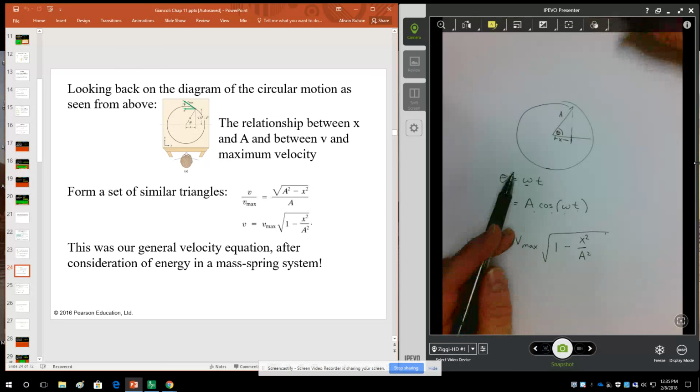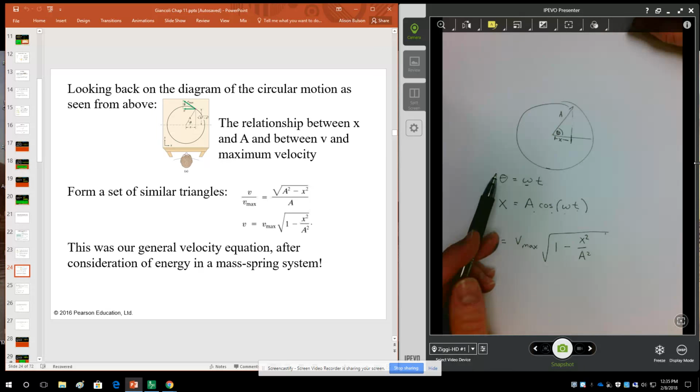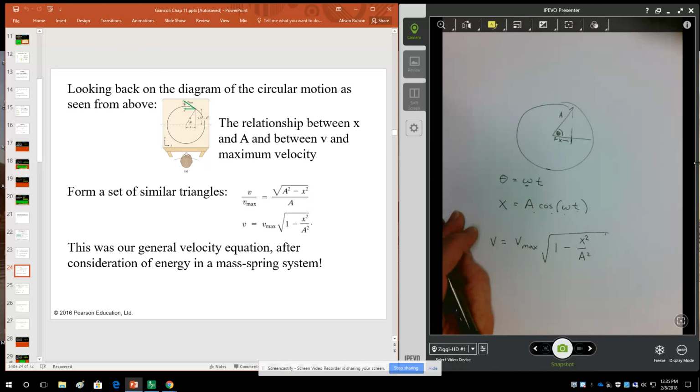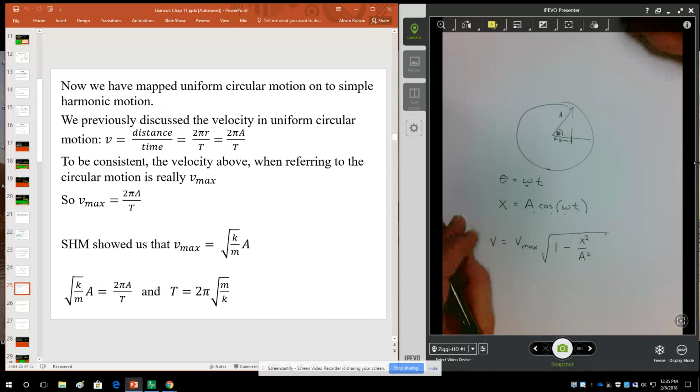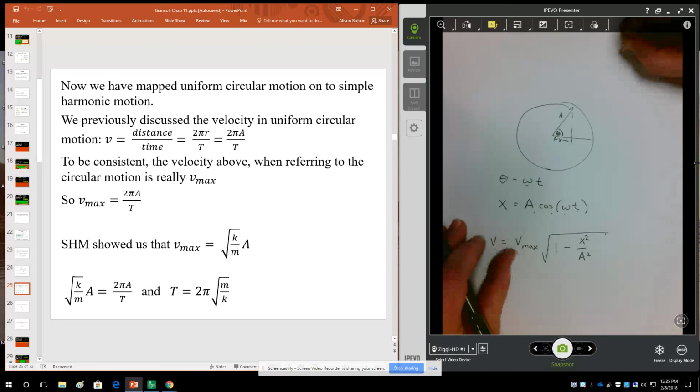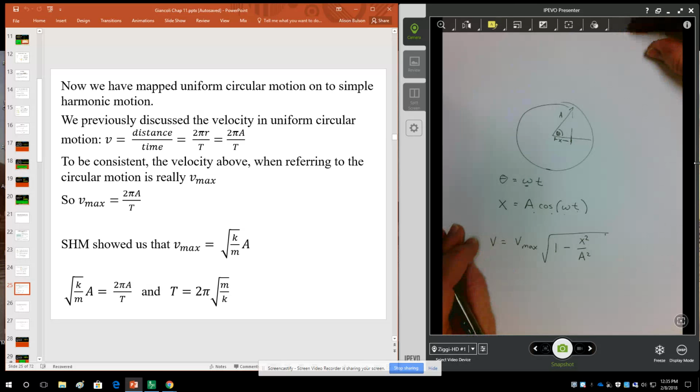The simple harmonic motion of mass on a spring, mathematically or equation-wise, matches the mapping of uniform circular motion in one dimension. So we've mapped uniform circular motion onto simple harmonic motion, and we understand uniform circular motion pretty well. So we're using that to help us understand simple harmonic motion.